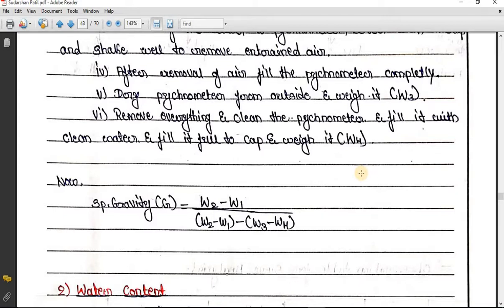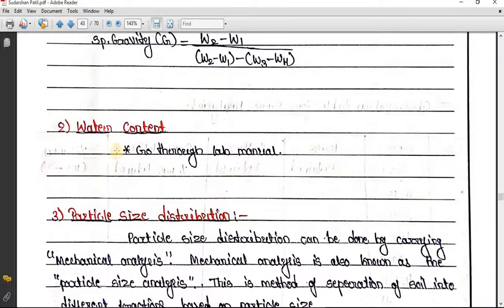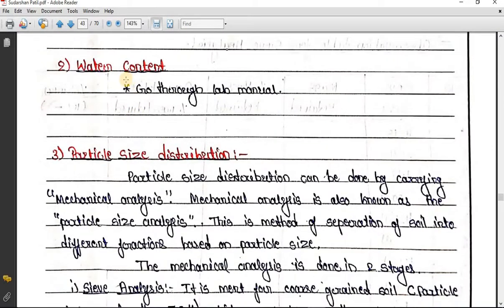Further, I am going to move to the next index property, that is water content determination. Water content determination is very simple. I weigh the empty container and consider it as W1. Then I fill the container with moist soil and weigh it, and consider it as W2. I keep the container in the oven for 24 hours, maintaining the oven temperature between 105 degrees Celsius plus or minus 5. After that, I remove it and weigh it again.